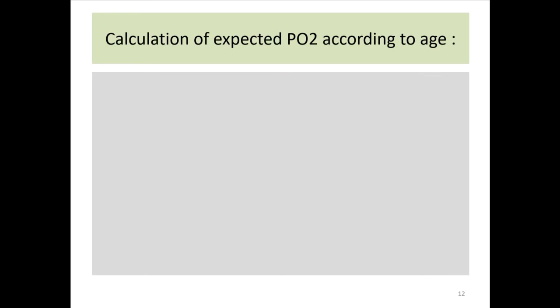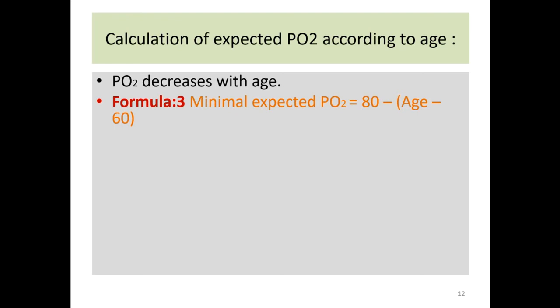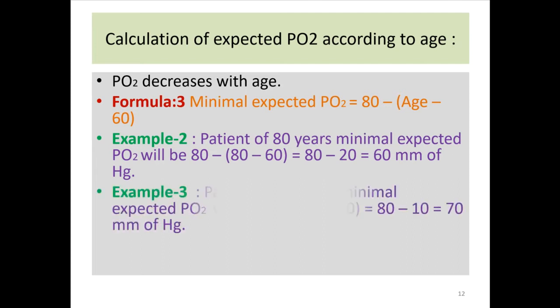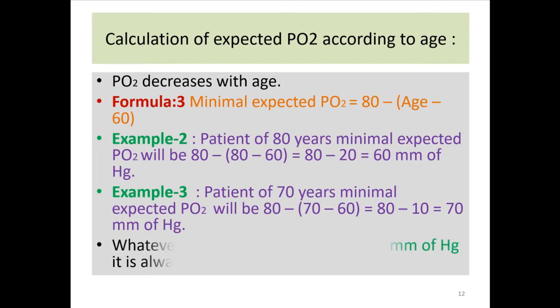Calculation of expected PO2 according to age. PO2 decreases with age. Formula 3: minimal expected PO2 equals 80 minus (age minus 60). Example 2: patient of 80 years, minimal expected PO2 will be 80 minus (80 minus 60), equals 80 minus 20, equals 60 mm of Hg. Example 3: patient of 70 years, minimal expected PO2 will be 80 minus (70 minus 60), equals 80 minus 10, equals 70 mm of Hg.